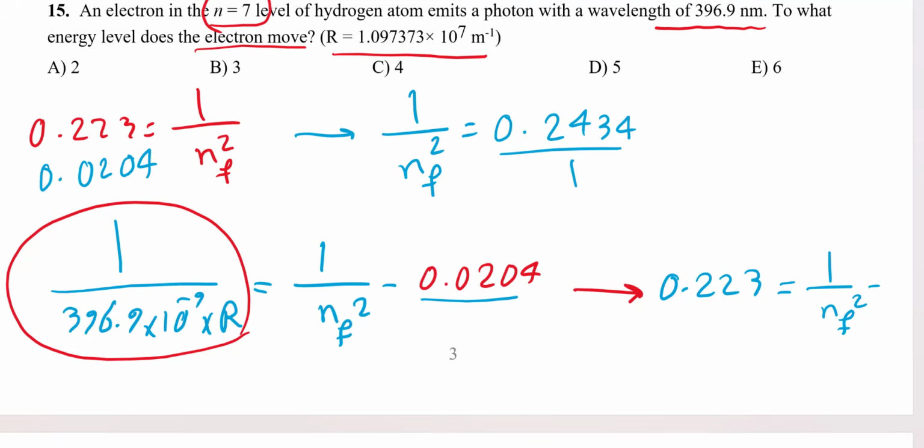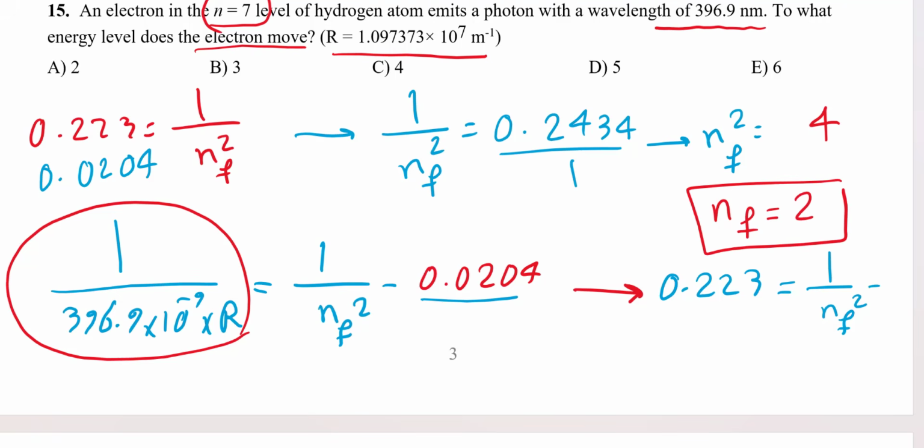0.2434, and I need to flip this fraction, so nf squared is equal to 1 over 0.2434. The value for this fraction is 4.1, or let's just write 4. So nf squared is equal to 4. So n is the square root of 4, which is 2. So the electron should fall from level 7 to level 2 if we want to have that wavelength as an emission.